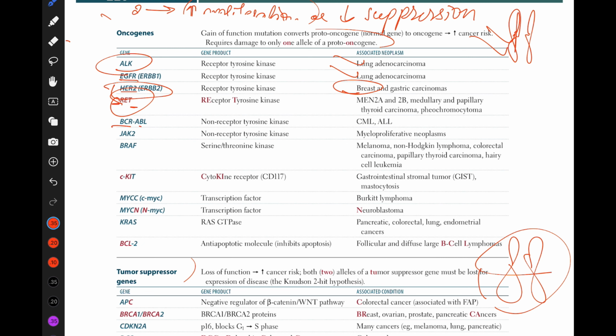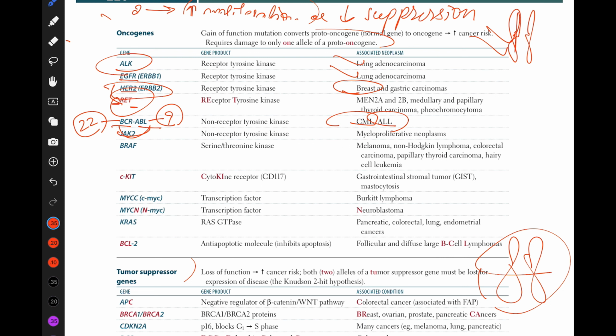And BCR-ABL: BCR is the breakpoint cluster region that interacts with ABL, the Abelson murine leukemia viral oncogene homolog 1. The BCR and ABL make an interaction, and you know BCR is on which chromosome? Chromosome number 22. And ABL, chromosome number 9. The interaction of both genes causes CML and ALL. Okay?